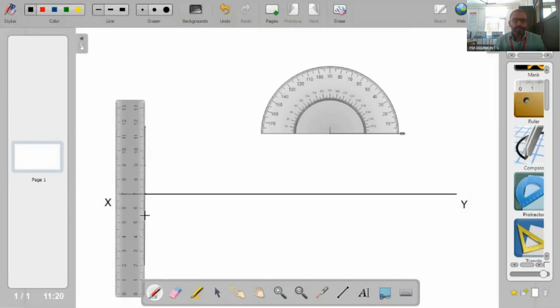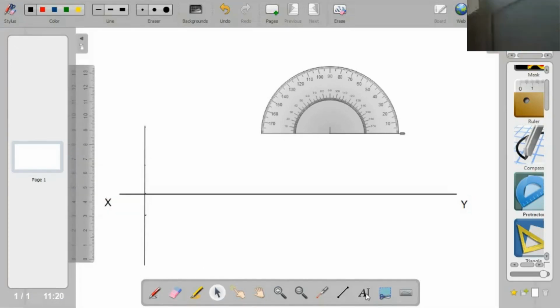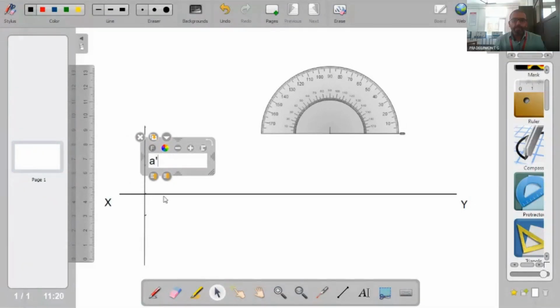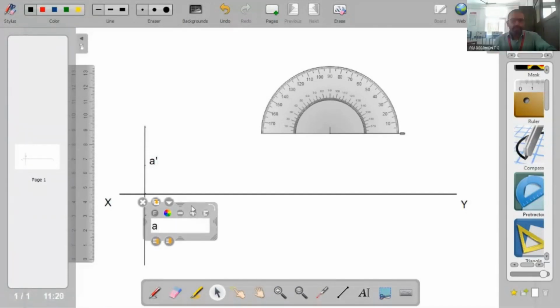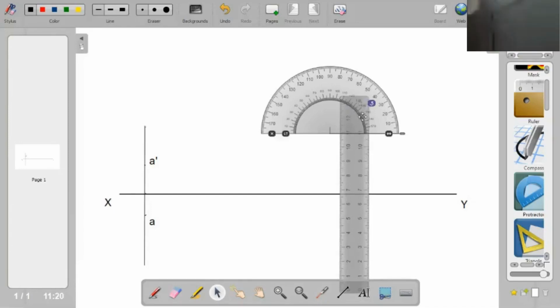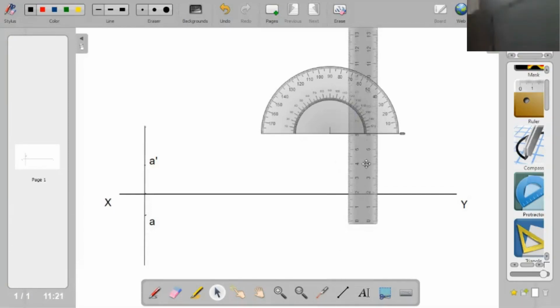Since the point is 20 millimeter above HP and 15 millimeter in front of VP, mark these distances. And now name the points. Name these points as this point is A dash, and this point is A. So this is the completion of the projections. But now what we have to do is we need to draw the dimension lines also.